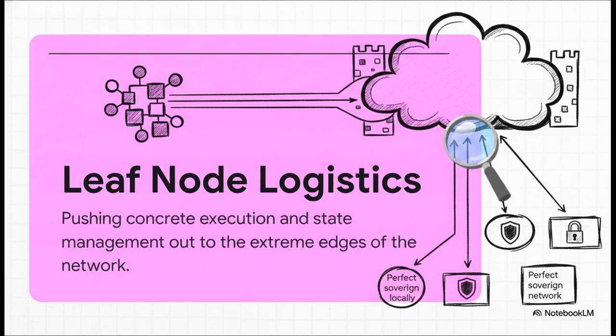Well, the answer lies in an architectural mandate known as leaf node logistics. This is the deliberate practice of aggressively pushing concrete execution and state management way out to the extreme edges of the network. Instead of piping all your data and your identity up to some massive centralized cloud empire, which are the exact same empires that enforce that asymmetric stratification, by the way, you bypass those gatekeepers entirely. You maintain perfect, sovereign control locally.